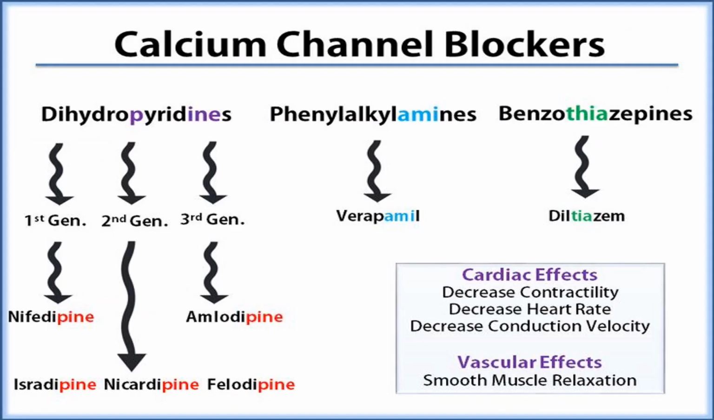Now we have to classify calcium channel blockers as well. So we have mainly three categories: dihydropyridines, phenylalkylamines, and benzothiazepines. Dihydropyridines have three generations: first, second, third. The first generation has nifedipine and isradipine. The second generation has nicardipine, and the third generation, most commonly used, has amlodipine and felodipine. The phenylalkylamines have the major prototype drug, verapamil, and the benzothiazepines have diltiazem.